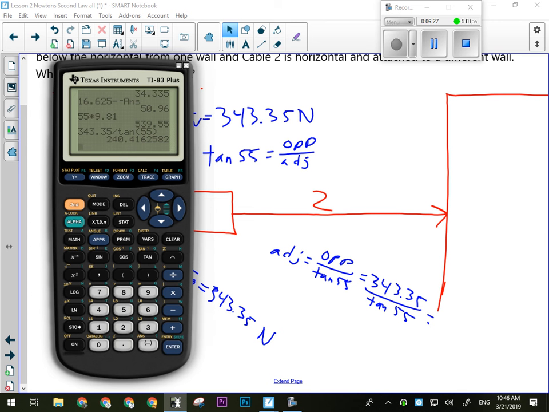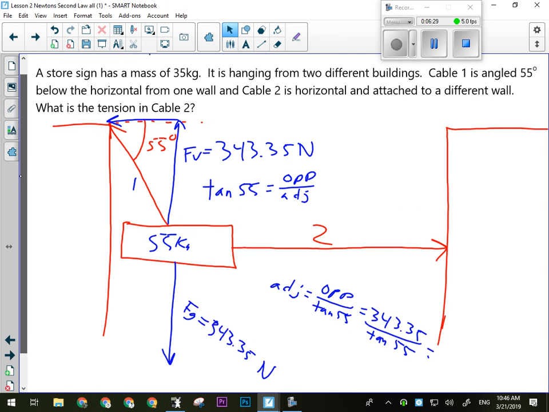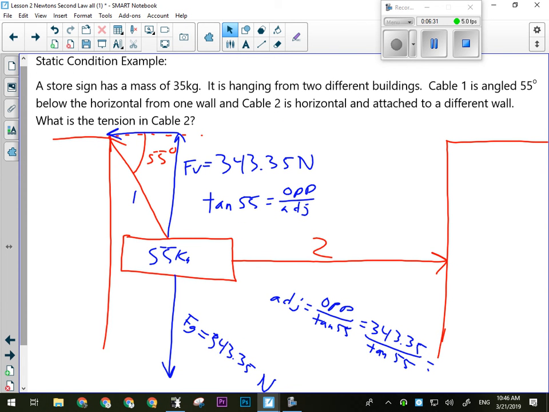In fact, with that one, I wouldn't even have to put a vector on that, unless it asked me which way is cable 2 pulling, then I would have to say to the right. But when it asks for tension, tension is just how tight is the cable. That acts in both directions. I would not technically have to write a vector on it. Okay, everybody with me on that?